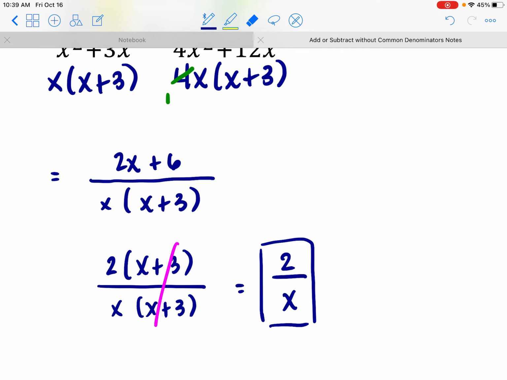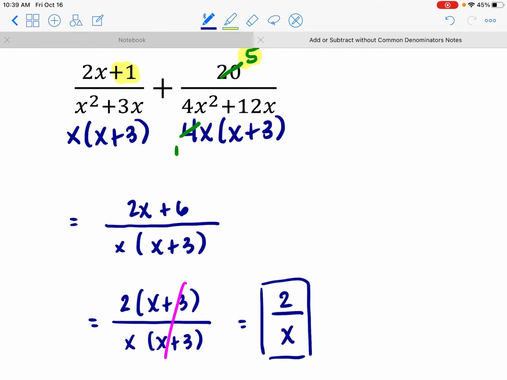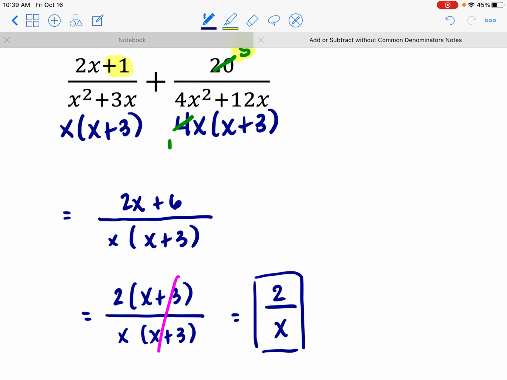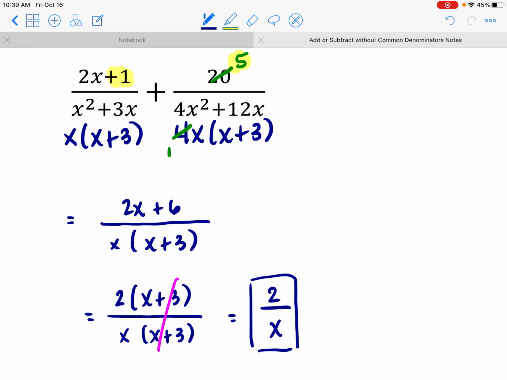And that would have taken a little bit more work had we not reduced up front, because we would have had to multiply that first fraction by 4 and then combine the like terms and done a little more reducing. But either way is going to get you the answer. Okay? If you can reduce up front to get the common denominator, again, that's something that you should do because it's going to save you some work.